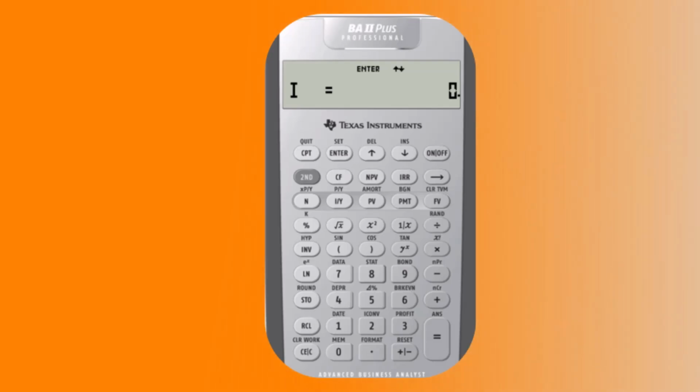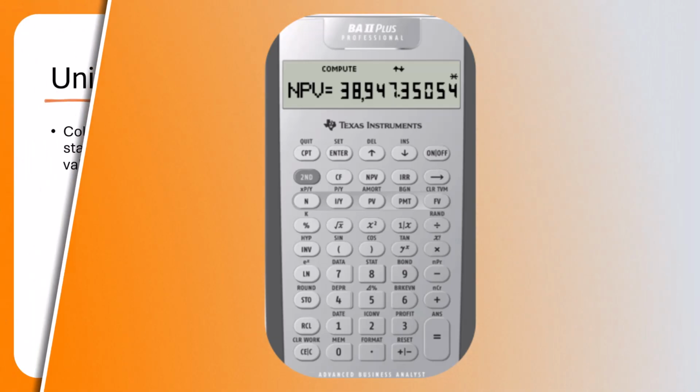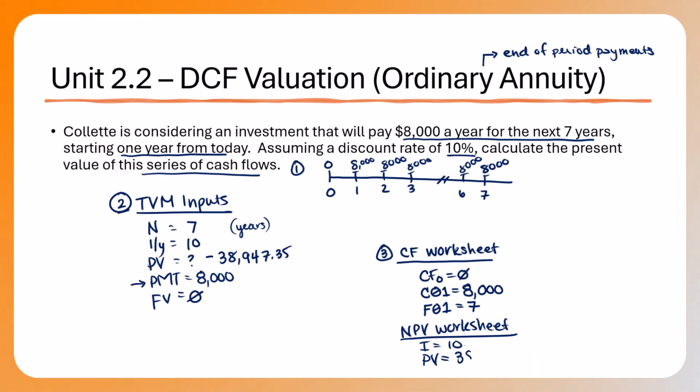We'll jump into the NPV. We'll type 10 in for our interest rate, arrow down, and compute. And look at that. We found the exact same answer. The present value of this series of cash flows is $38,947.35.